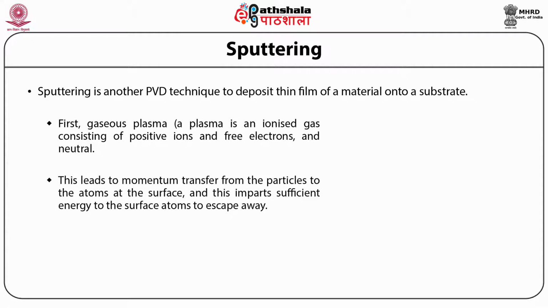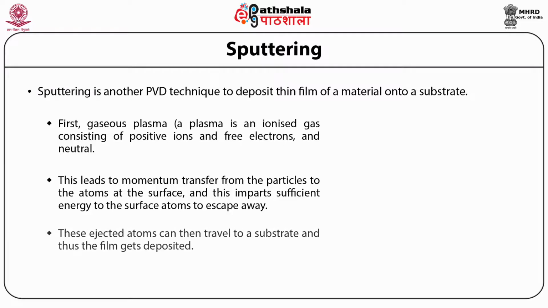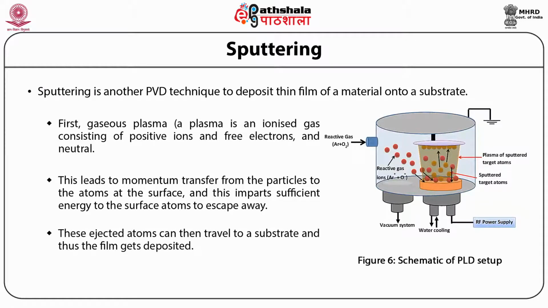This leads to the momentum transfer from the particles to the atoms at the surface, and this imparts sufficient energy to the surface atoms to escape away. Finally, these ejected atoms can then travel to a substrate, and thus the film gets deposited. This figure shows the schematic of the sputtering setup.